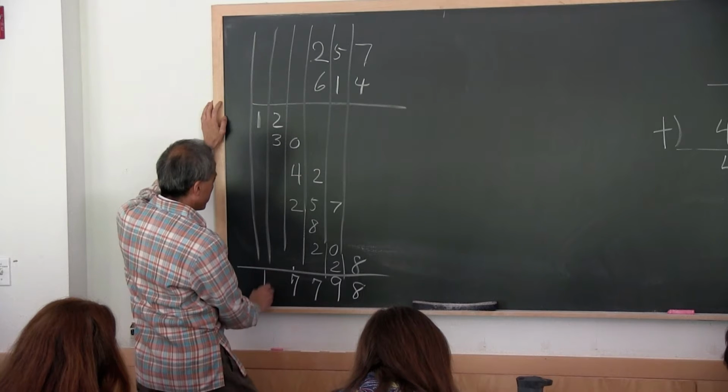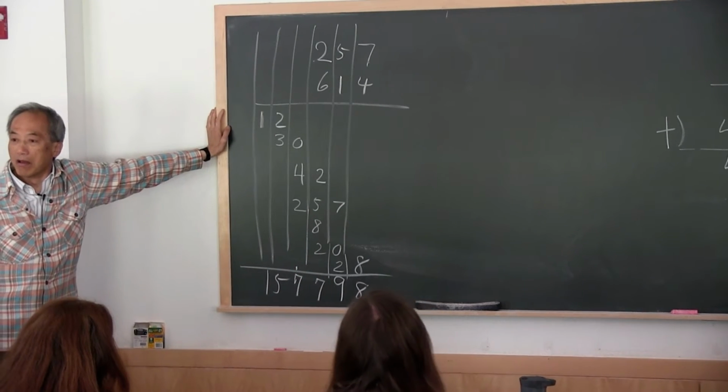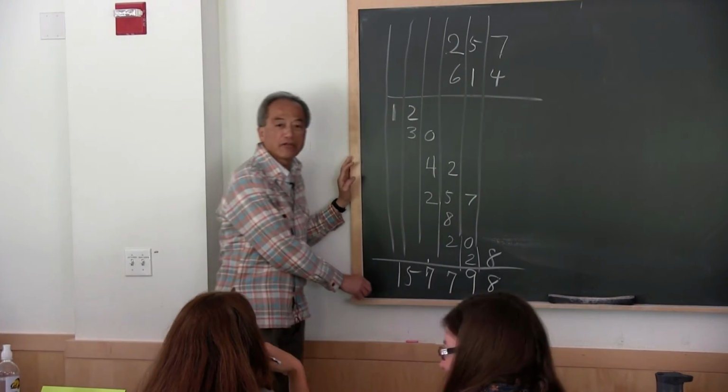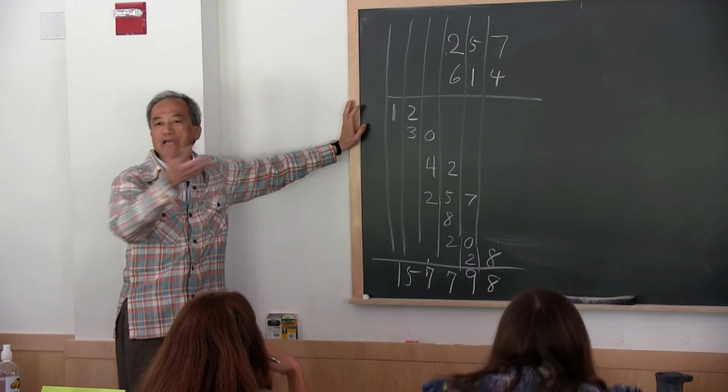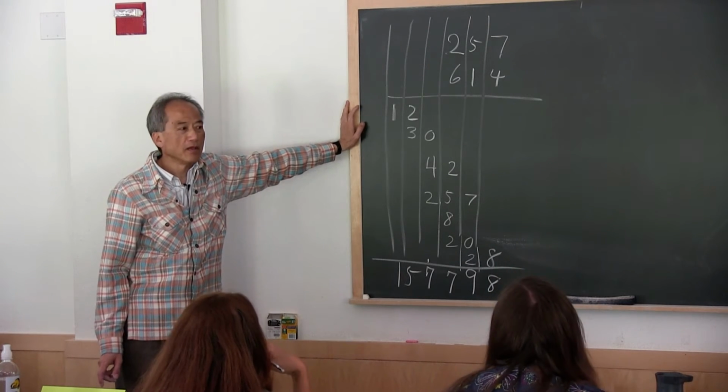Do you have a calculator? Please check it right away. Yes, it's correct. 157,798. You checked it. Right? Okay, so now it seems to give the right answer. Well, getting the right answer twice doesn't mean anything. Is it correct or not? It's correct. Why is it correct?